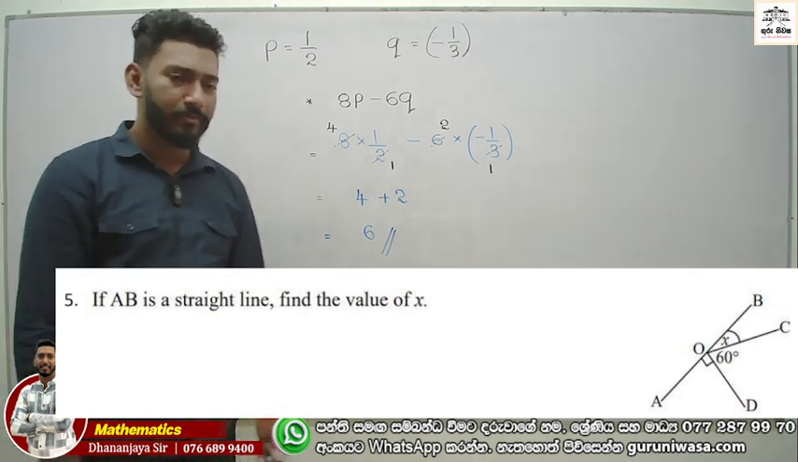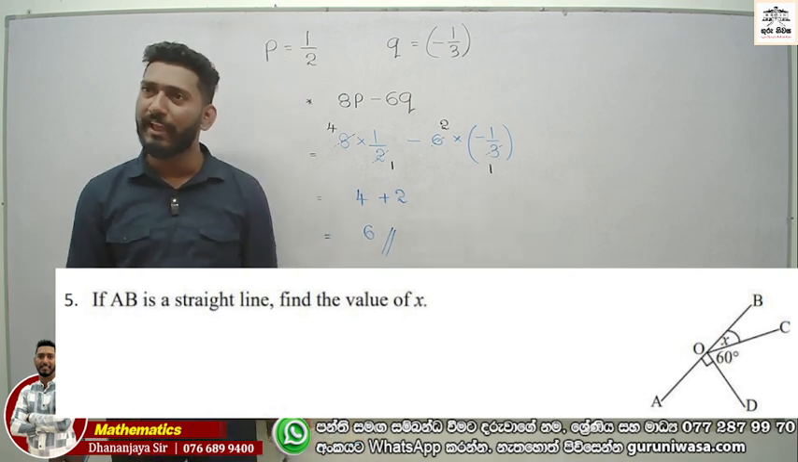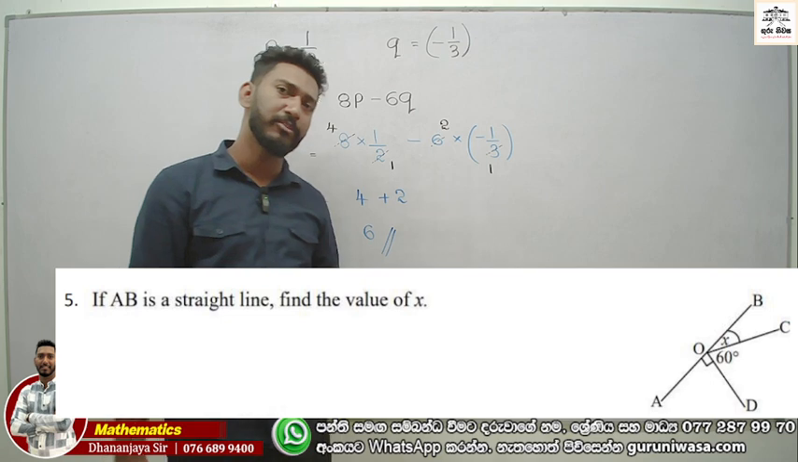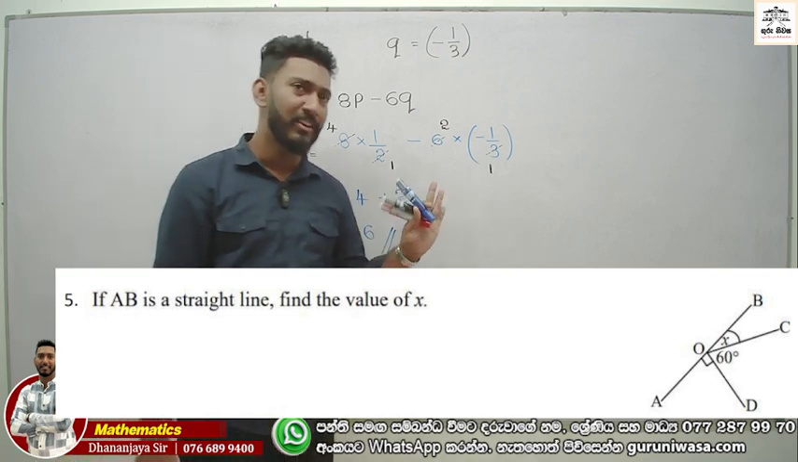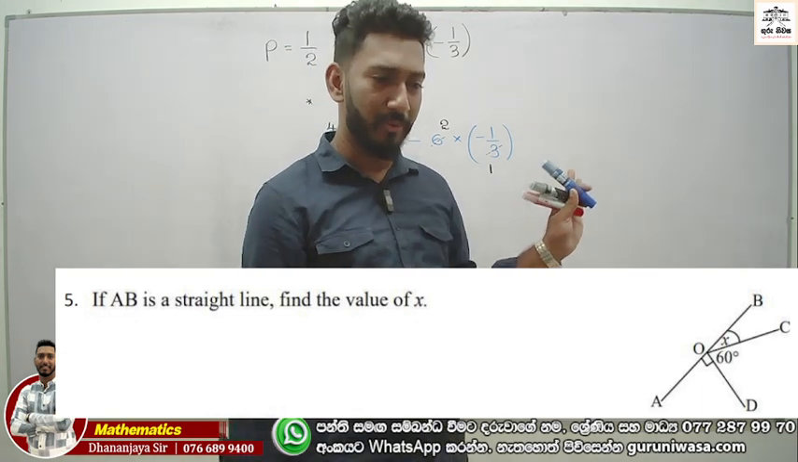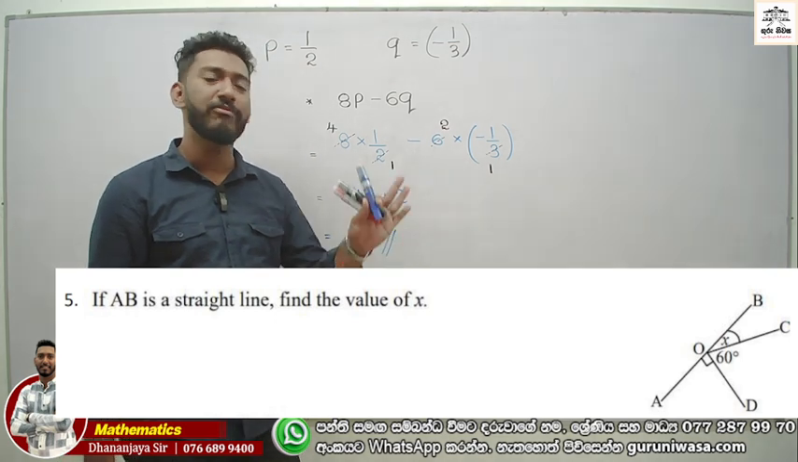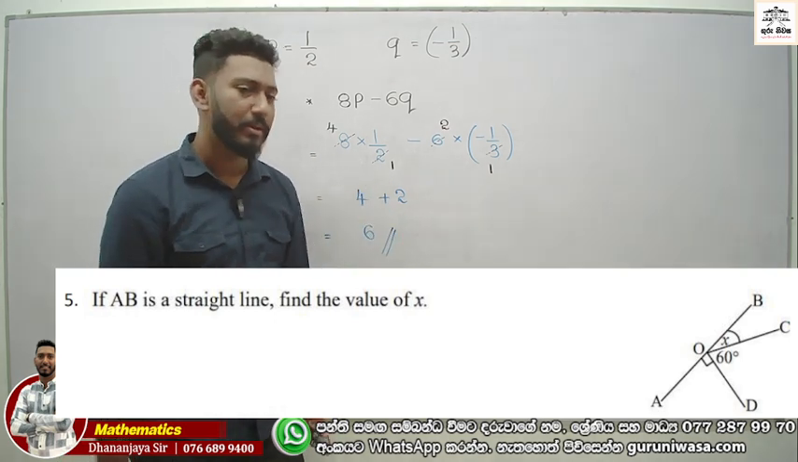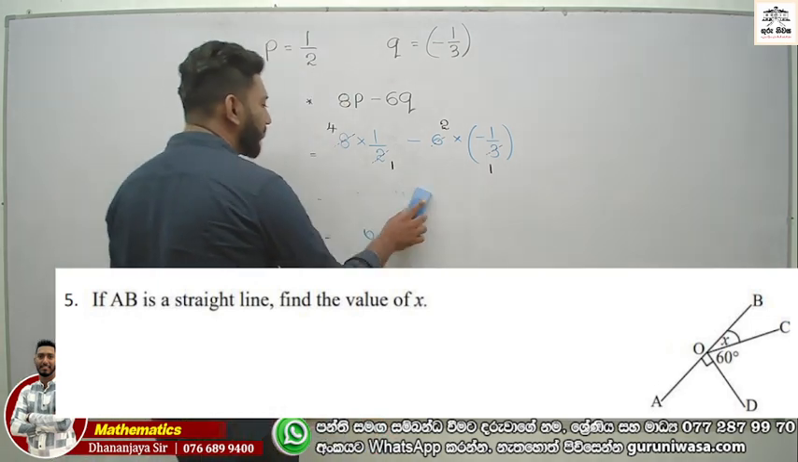Question number 5: if AB is a straight line, and you know the angles relate. Now we have so many theorems about angles. Last week we covered the triangles also. Now AB is a straight line. Now find the value of x. Hurry up everyone, try on your own.